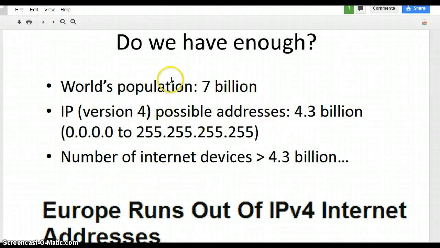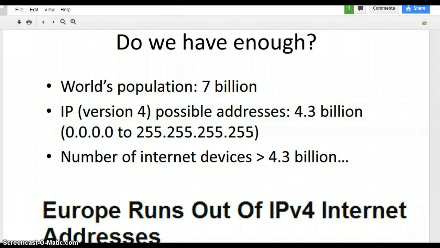Okay, do we have enough IP addresses with IP version 4? Well, the population of the world is 7 billion, and we can have 4.3 billion different addresses for computers. Well, as you worked in your groups, you kind of calculated how many different internet devices there are, and most of you guys were figuring out that there's probably on the order of more than a billion, maybe 10 billion devices.